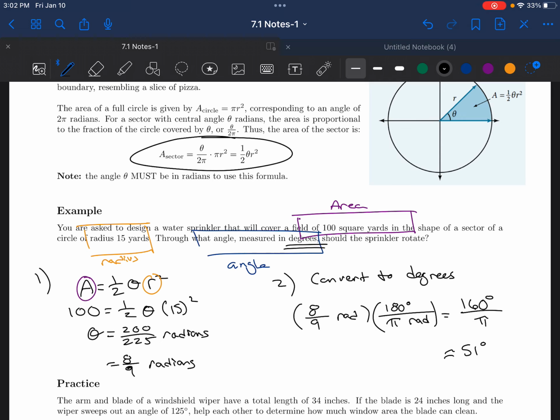So it's kind of weird that pi is in our degree measure and instead of our radians, but again, pi is just a number, and so it'll appear, and we could complete a sentence for this application problem and say the sprinkler should swing an arc of about 51 degrees.